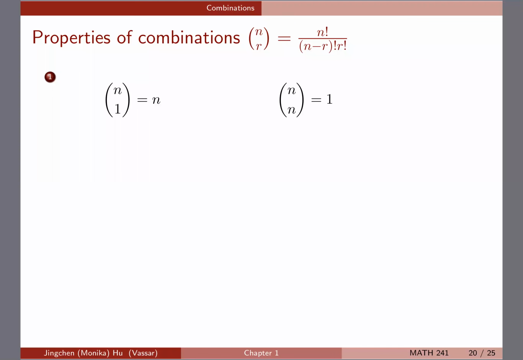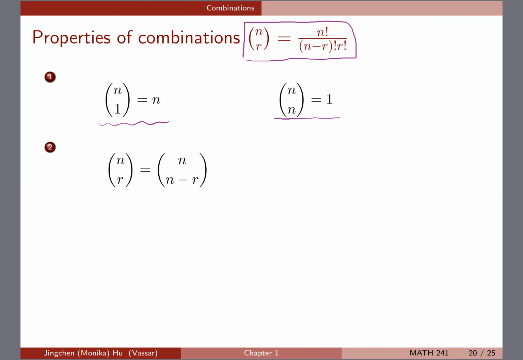Other important things to cover for combinations are their properties. First of all, keep in mind that by definition, n choose r is n factorial over (n minus r) factorial times r factorial. That's choosing r items out of n items. The first property is that if you have n objects and you're choosing one of them, it's n choose 1, and it would just be n because you have n objects to choose from. If you are choosing n objects out of n objects, there is only one way to choose it because you have to take them all. So n choose n equals 1.